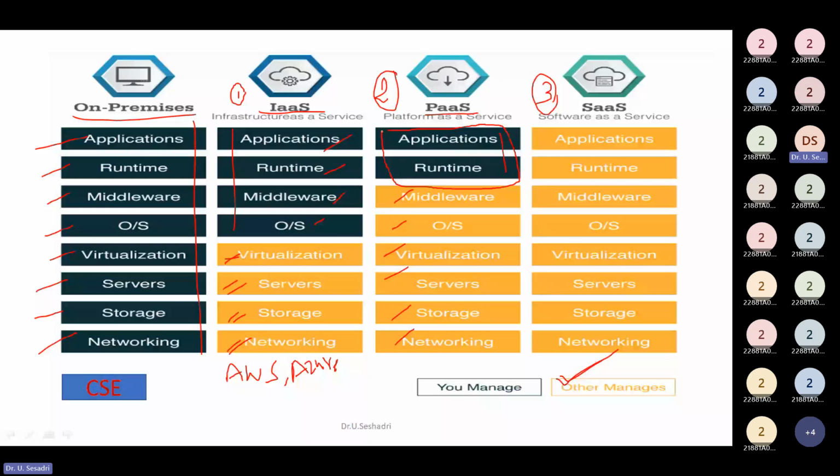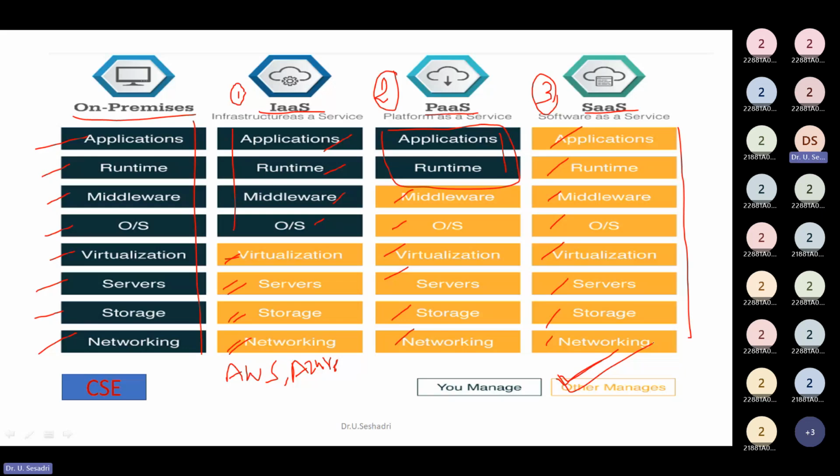Salesforce.com. Next, another cloud delivery model is software as a service. In software as a service, everything, that is networking, storage, servers, virtualization, operating system, middleware, runtime, and the application, has to be managed by others. Then what is your role? You have to use the application. For usage of the application, you pay an amount, monthly or yearly.